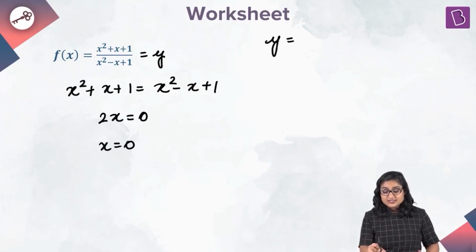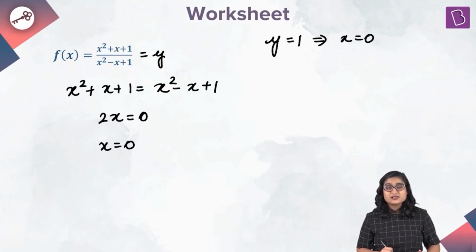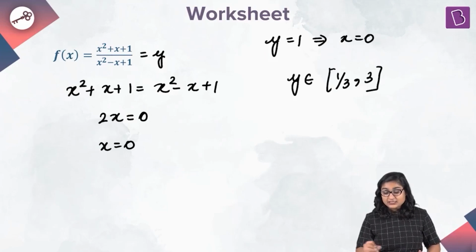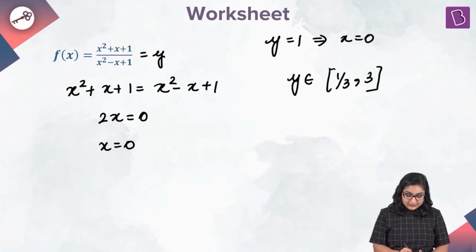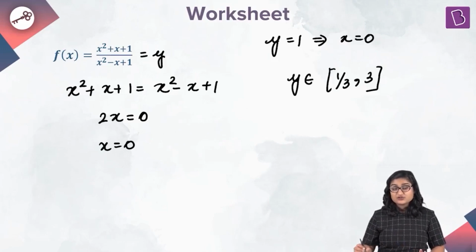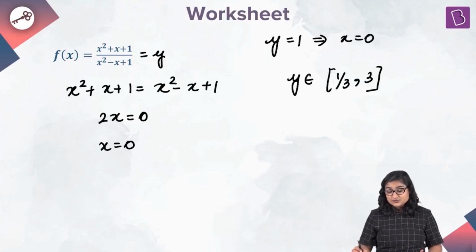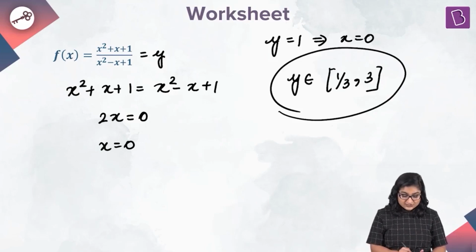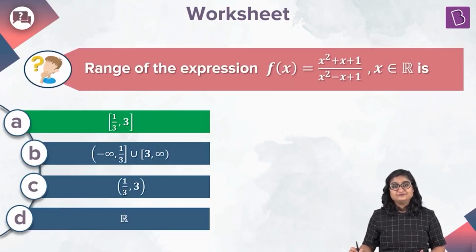So for y equal to 1, we are getting x equal to 0, which is a real x, or we can say an acceptable value of x. That means y belongs to the interval 1 by 3 to 3, including both 1 by 3 and 3. So the one value of y, that is 1, which we excluded earlier, we will include it because when y is equal to 1, x is equal to 0, and this is our final range of f of x, which is given by option A here.